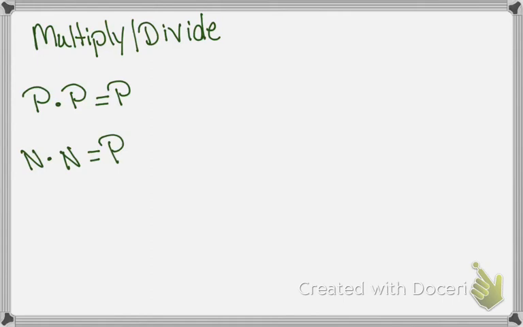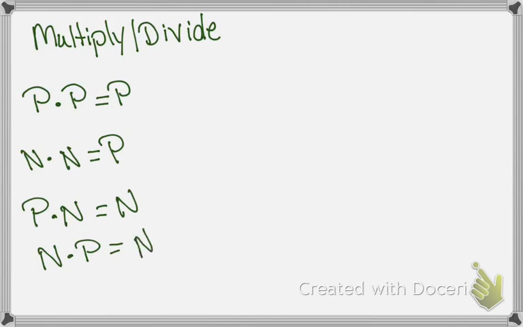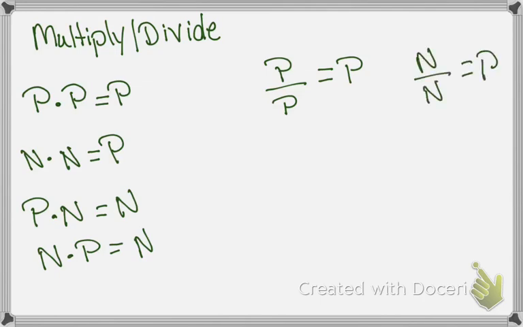So, negative times a negative is a positive. A negative plus a negative is a negative. So you've got to be careful with that. Positive times a negative is always what? Always negative. Negative times a positive, always negative. Okay, the same exact rules apply when we divide. If your signs are the same, it's positive. If your signs are different, it's negative.